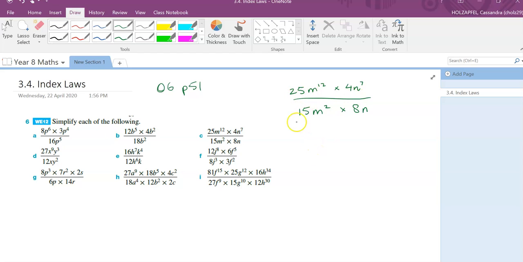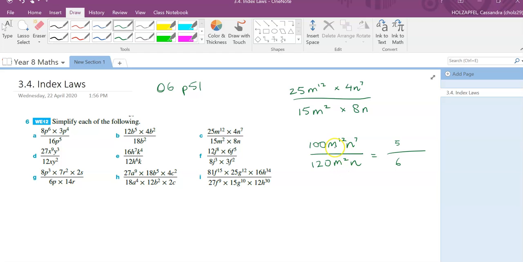Okay, so 25 times by 4 is going to be 100. And then I'm just going to write the letters. I haven't done anything with those yet. And 15 times by 8. 15 times by 4 is going to be 60. Double that, I'm going to get 120. And then I'm just going to write my letters there like that. Okay, so 100 over 120. 20 fits into both of those. So that's going to be 5 over 6.